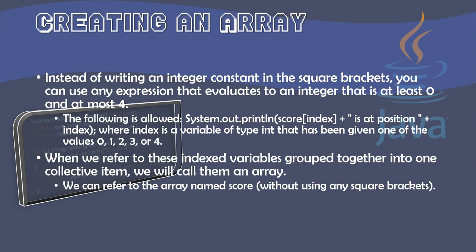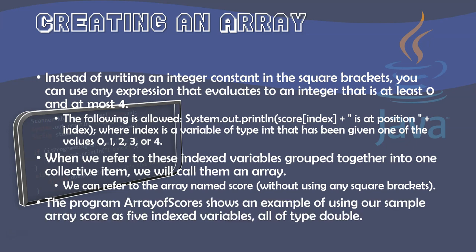When we refer to these indexed variables grouped together into one collective term, though, remember we're going to refer to this as an array. And we can refer to the array named score without using any square brackets. So if I wanted to simply refer to score as the object, I don't have to say score[index] or anything like that. I can just say score to reference that variable. Now the program ArrayScores that we're going to look at in just a second is going to show us an example of how to use our sample array score as 5 indexed variables, all of type double.